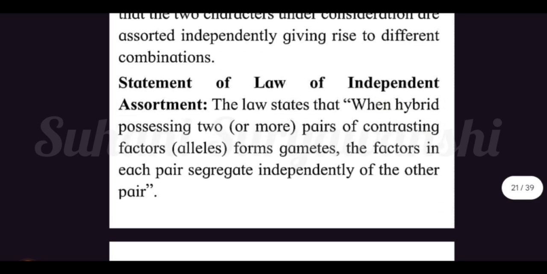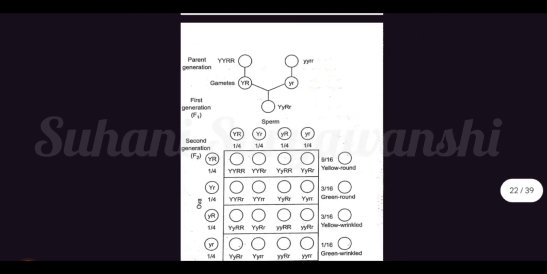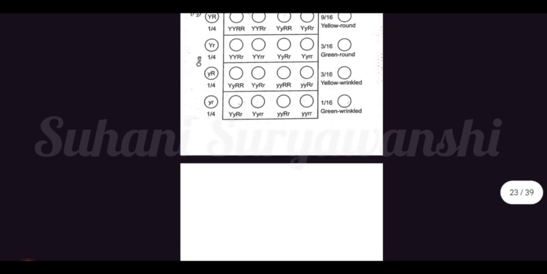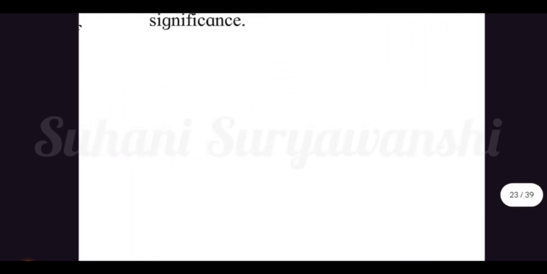Statement of the law of independent assortment. The law states that when a dihybrid possessing two pairs of contrasting factors forms gametes, the factors in each pair segregate independently of the other pair. So again the same chart is given here because the question is the same. If you want, just take a screenshot and then we have to move towards the next. Next is, define test cross and explain its significance.